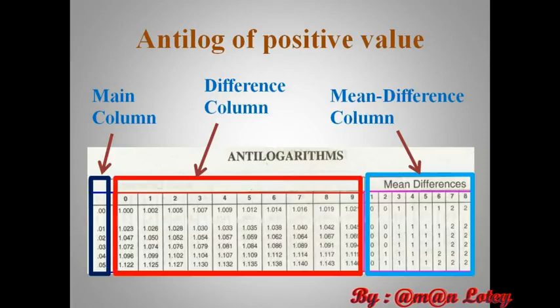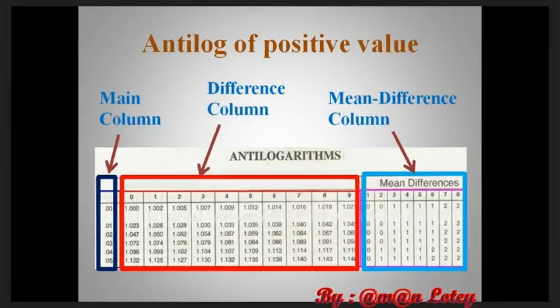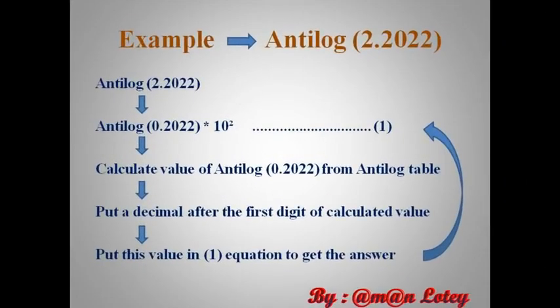Like the log table, the antilog table is also divided into three columns. These are the mean column, difference column and mean difference column, as shown in the figure. Take an example of antilog 2.2022. We should know that we can calculate the antilog of only those digits which are placed after the decimal point. So the digits which are before the decimal point can be used as a 10 raised to power.